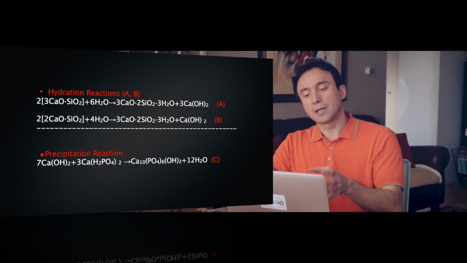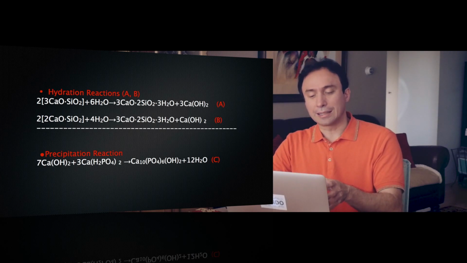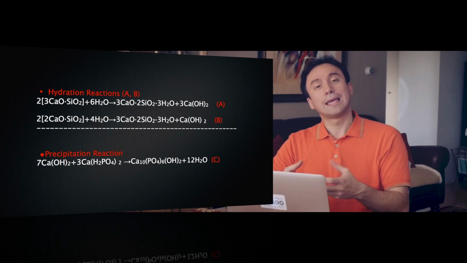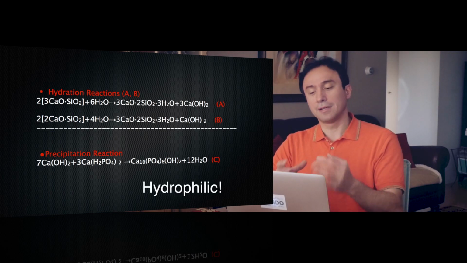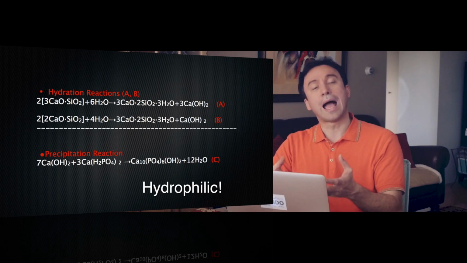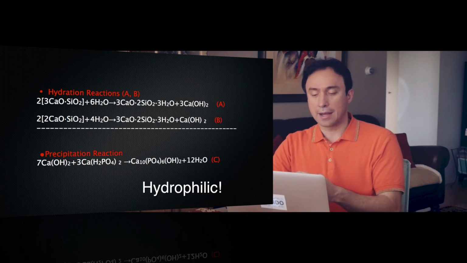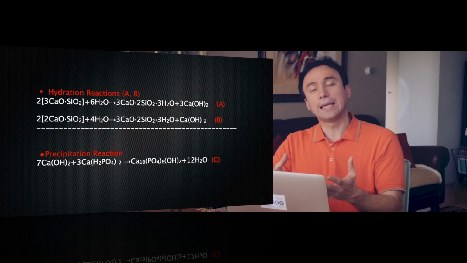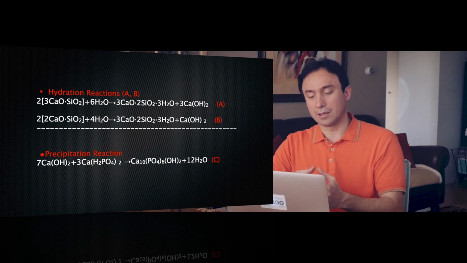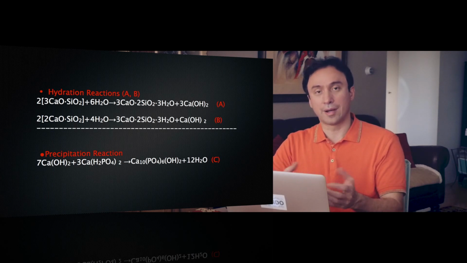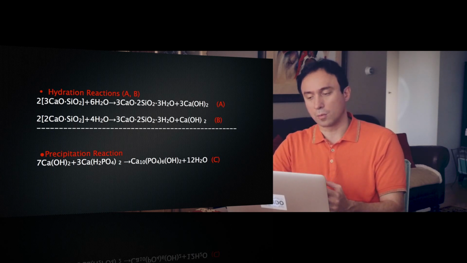But by looking at this reaction, you can see immediately that this material requires water, which means that this material is hydrophilic. And the hydrophilic nature of this material is really a remarkable feat, because up until now we've never had a hydrophilic sealer. And a hydrophilic sealer really does go a long way, because we're using it in human beings that are 75% water, and in dentin itself, which is 10% water.